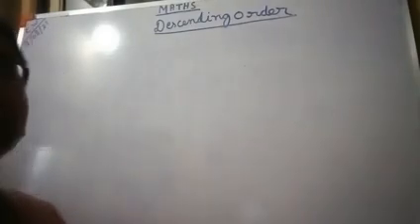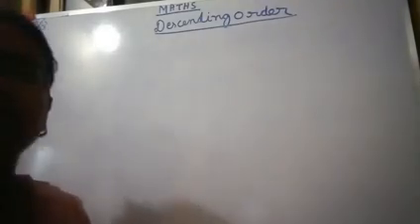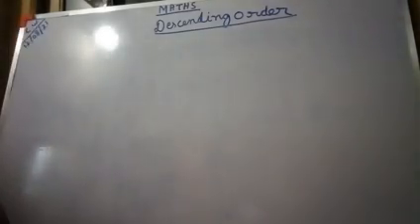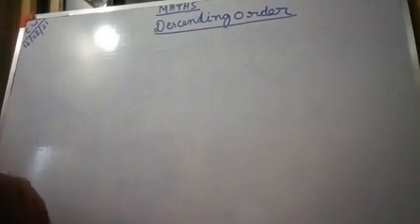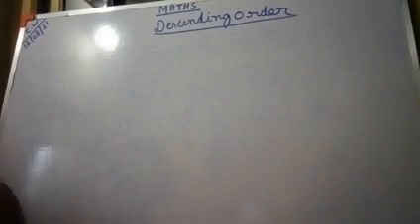Descending order means bigger number to smaller number. Okay, so children, we will discuss descending order. For this, you have to know which is the bigger number and which is the smaller number. In ascending order also, you have to know which is bigger and which is smaller.